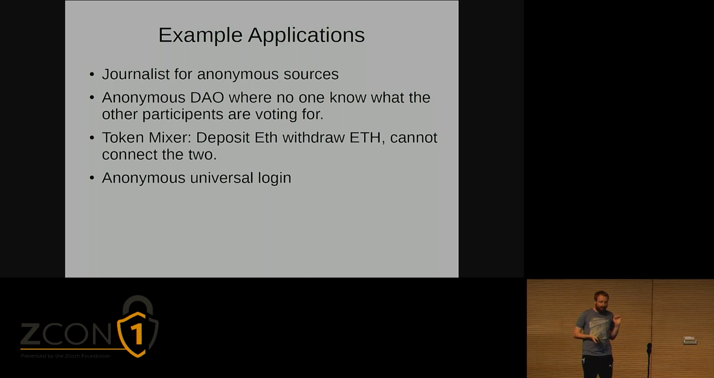So one thing is, and I'll talk a little bit more about the first one, journalists having anonymous sources that are all part of the same group. Another one is to make an anonymous DAO, where people are part of the DAO and you know who they are, but you don't know what they're voting for or what they're proposing. Then the token mixer, which I've already talked about. And we could also do something like anonymous universal login.